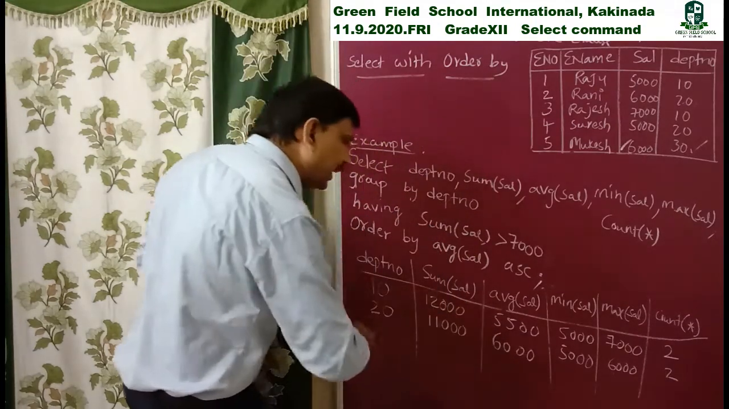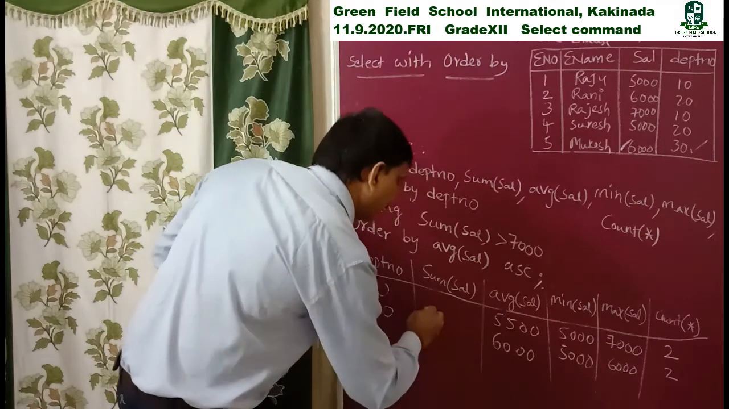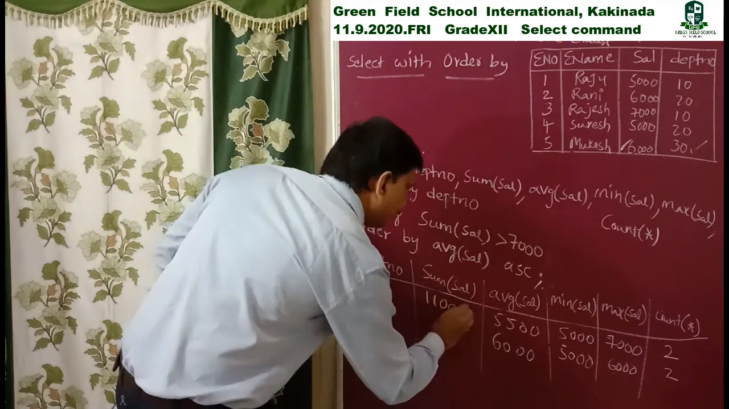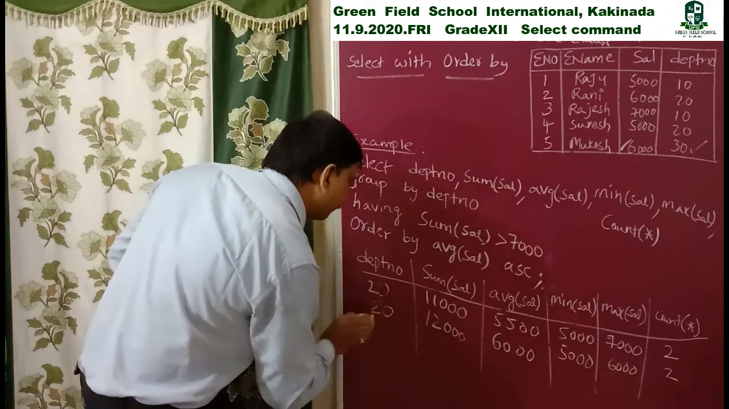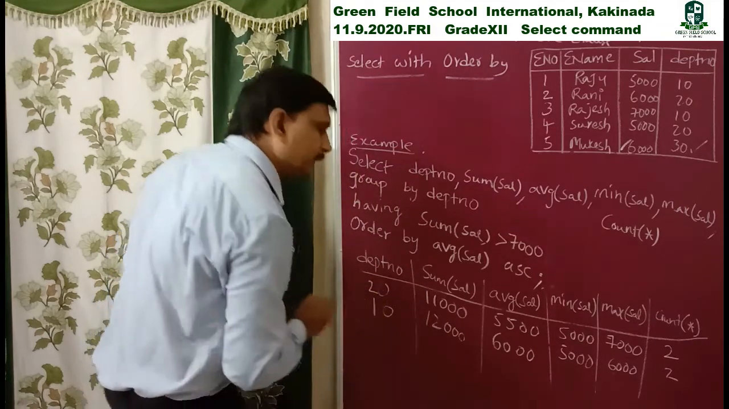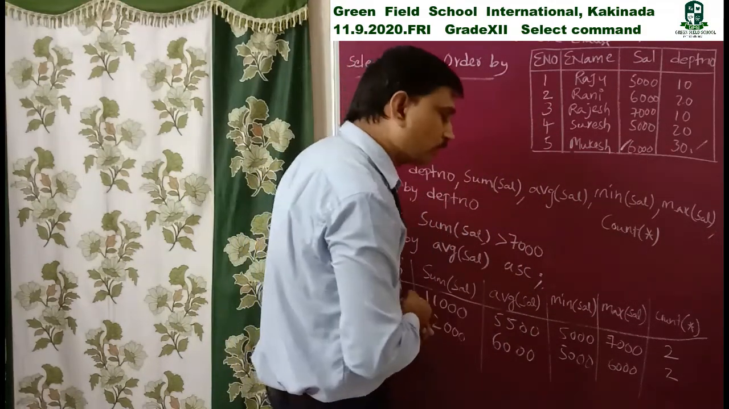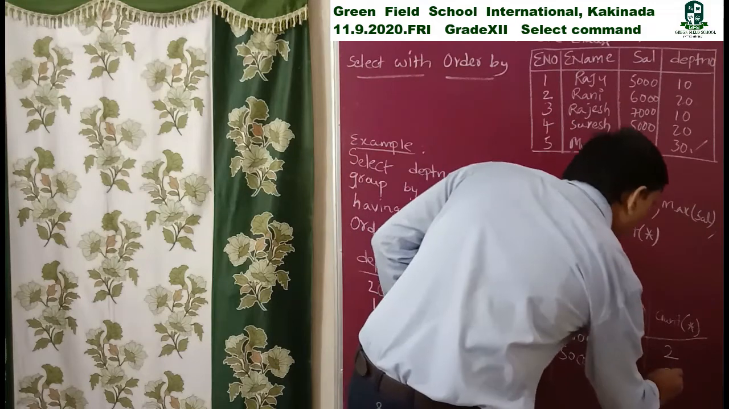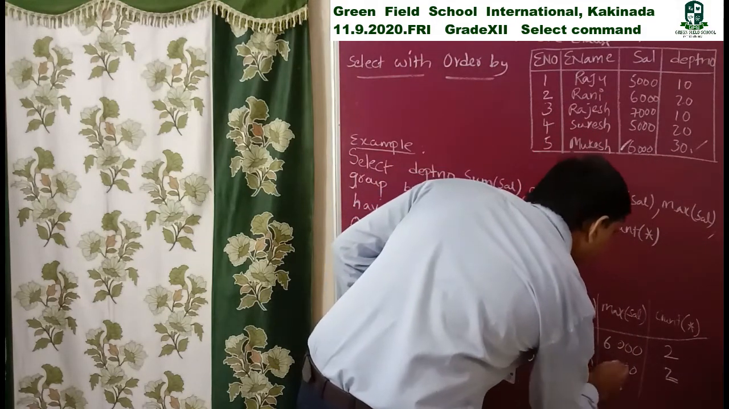Basing on this, all these columns are also changed. This one is 11,000, this one is 12,000. This one is the 20th department, this one is the 10th department. These are the same, so we do not change: 5,000, 5,000. Here 2, no change. Here 6,000, this one is 7,000.